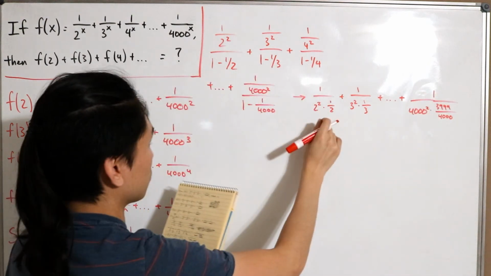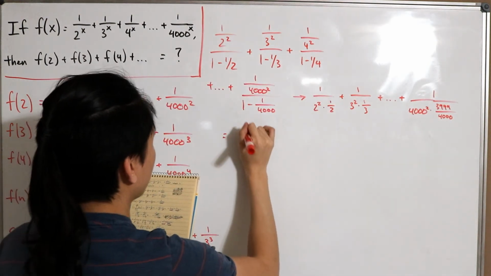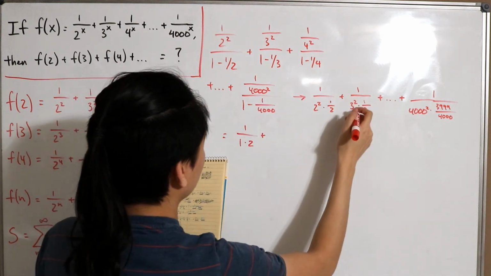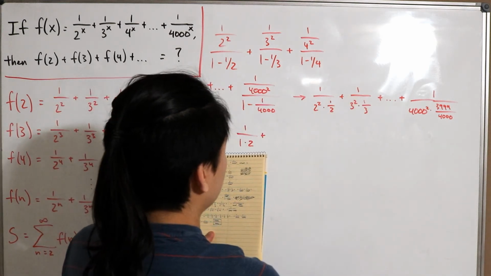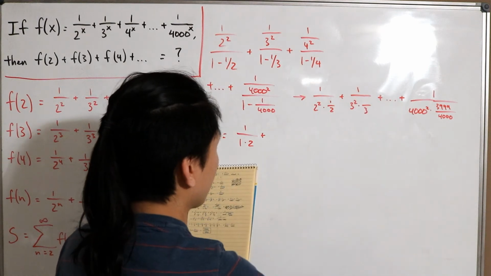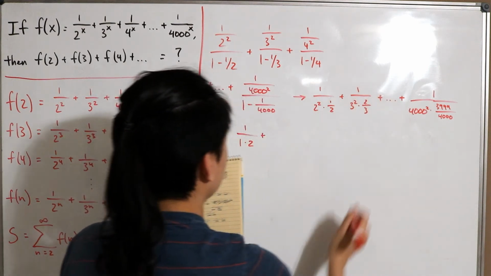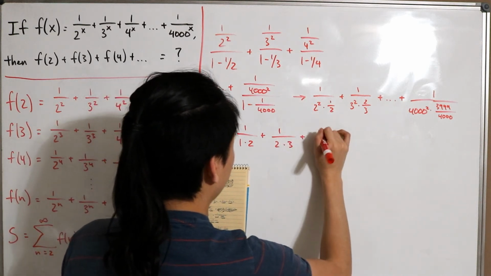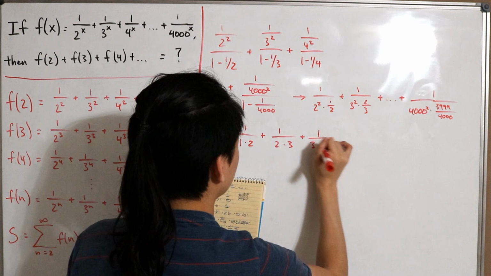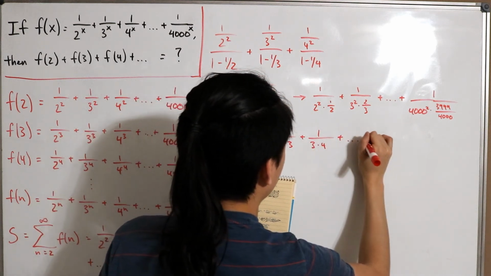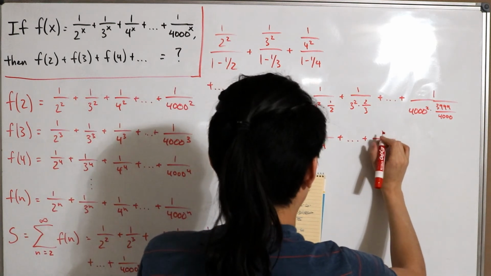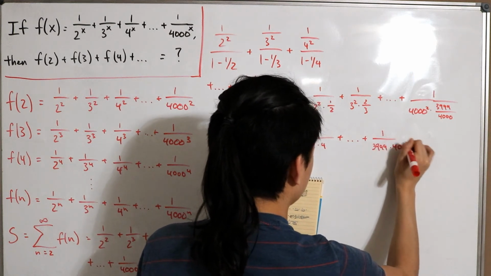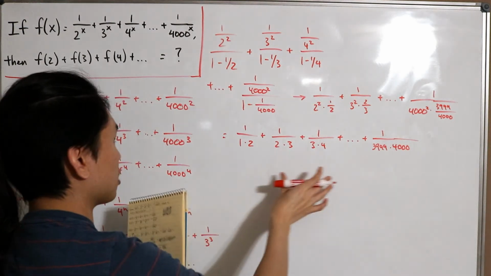As you see, the 2's will cancel, so we're left with 1 divided by 1 times 2. Add this over here, so the 3's will cancel, and we're left with, actually that one is supposed to be a 2 since it's 1 minus 1 over 3, so that's a 2 over here. So it makes sense to say we have 2 times 3. We see another pattern if you keep following it: this will be 3 times 4. Go on all the way up to 1 divided by 3,999 times 4,000.